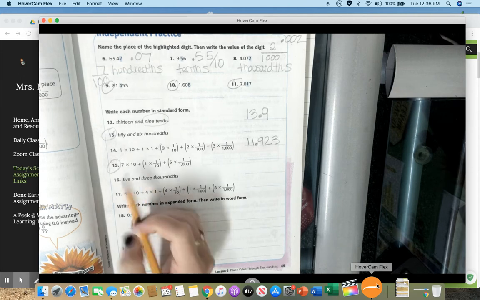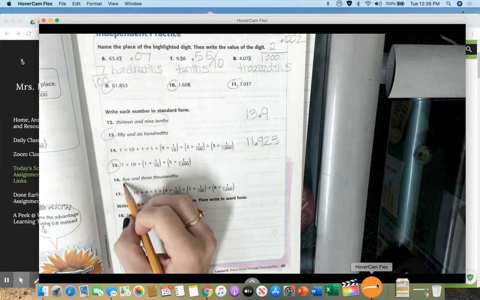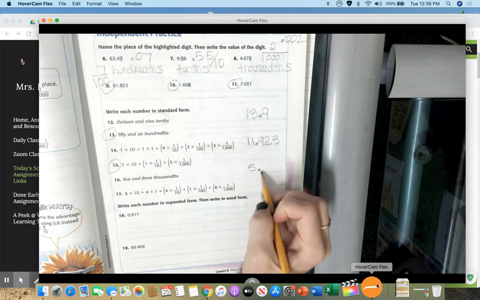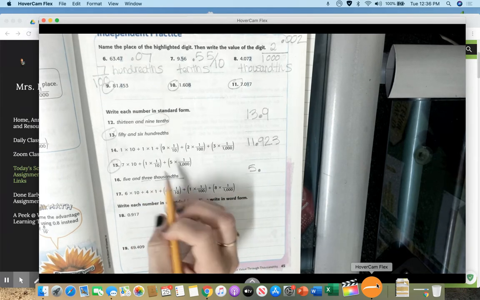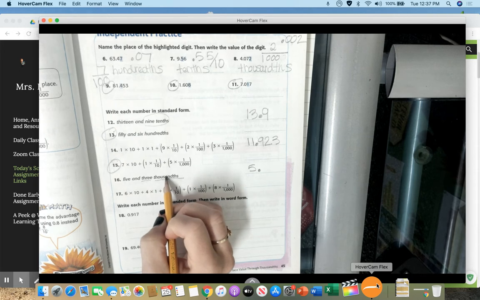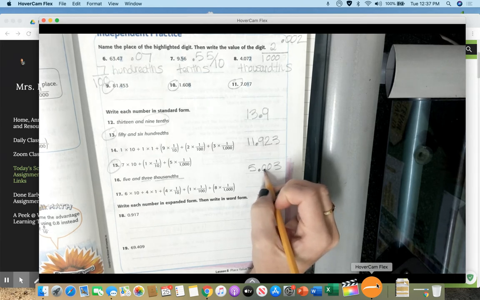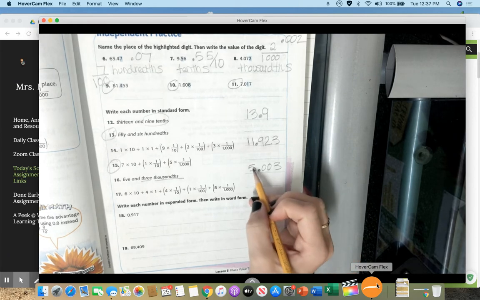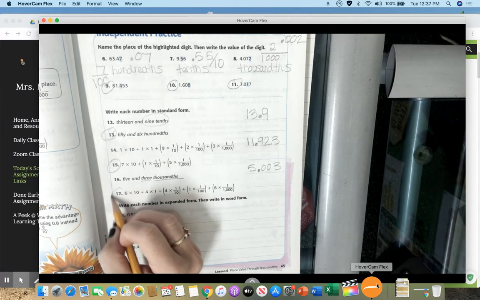I'm going to do 16 and 17 just to help you out. 5 and 3 thousandths. Ooh, this one's tricky. 5 and... that would be 5 decimal. It just says 3 thousandths. That means there's a 3 sitting in the thousandths place. If there's only a 3 in the thousandths, that means the tenths and hundredths have to be 0. You have to fill in the zeros if they don't tell you there's a digit there. So the correct answer is 5.003. All right, I want you to also do 17.